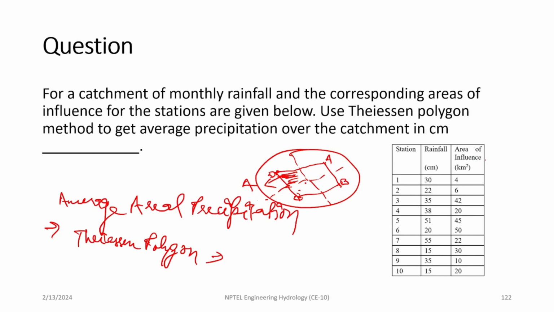For this case, they are providing the monthly rainfall value. Keep in mind this rainfall value is in months. They provided a total of 10 stations. Rainfall is also given in centimeters, and the area of influence is also given, so we don't need to construct any graph. If we take station D, the area of influence will be this region only, and for B it will be this.